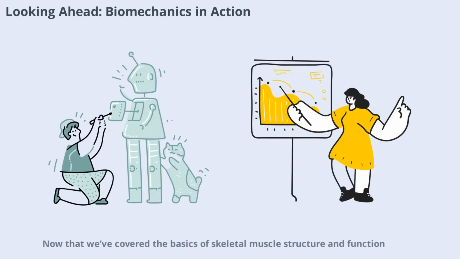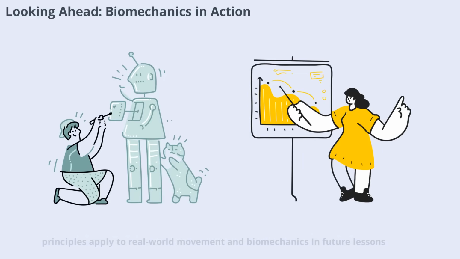Now that we've covered the basics of skeletal muscle structure and function, we're ready to explore how these principles apply to real-world movement and biomechanics. In future lessons, we'll examine how muscles work together to produce complex actions, how injuries can be prevented, and how training can optimize performance. Stay tuned for more insights into the amazing world of human biomechanics.